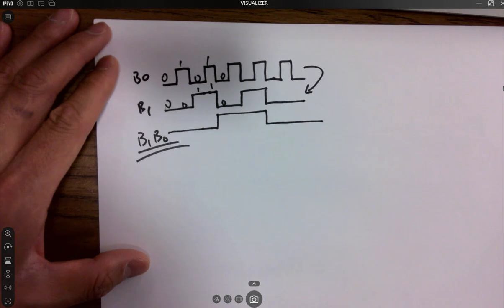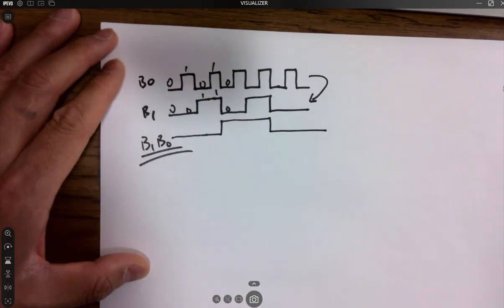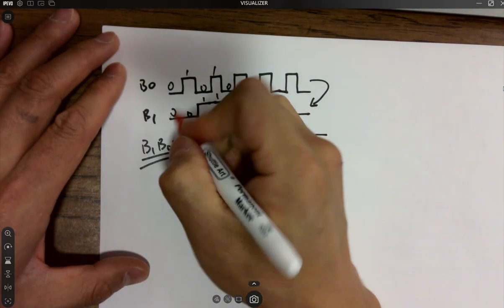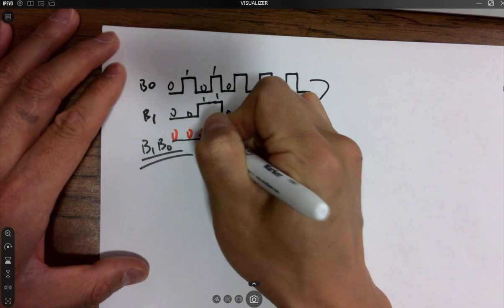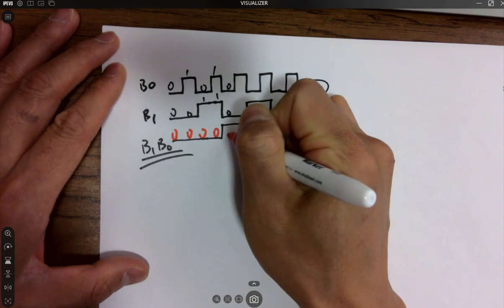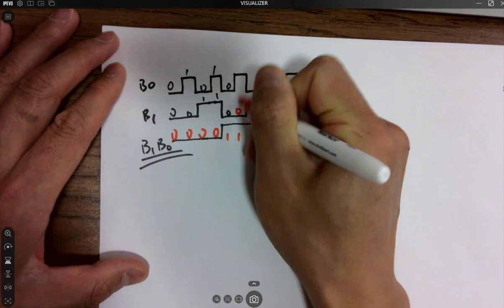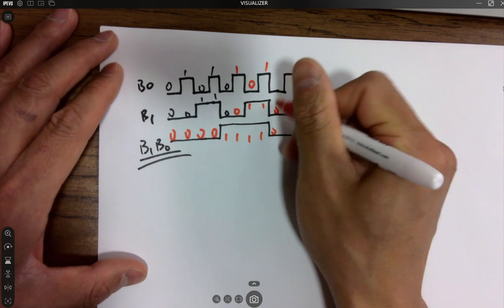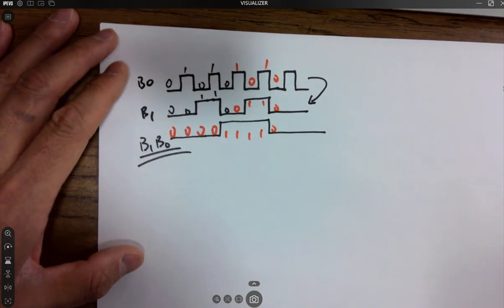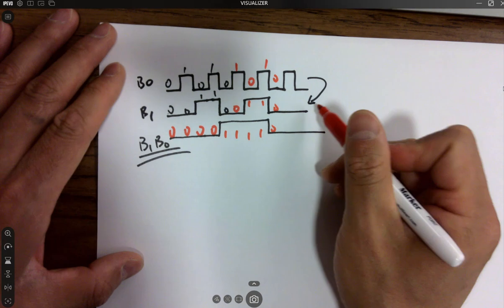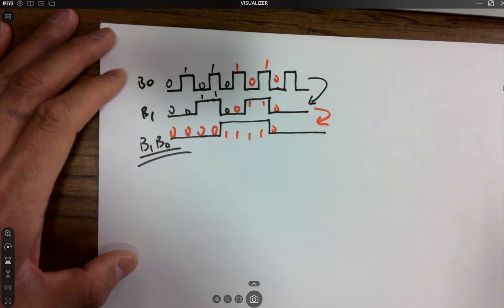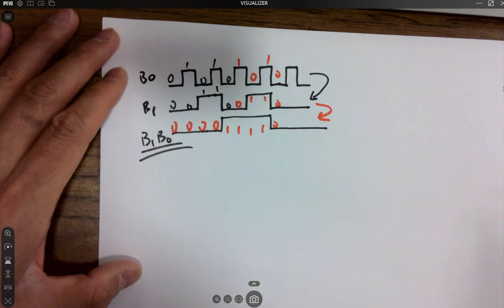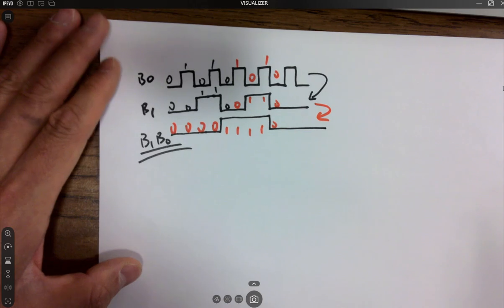Now I got a 3-bit counter. 0 0 0, 0 0 1, 0 1 0, 0 1 1, 1 0 0, 1 0 1, 1 1 0, 1 1 1, 0 0 0. Frequency divided by 2 one more time, you got a 3-bit counter. Okay?